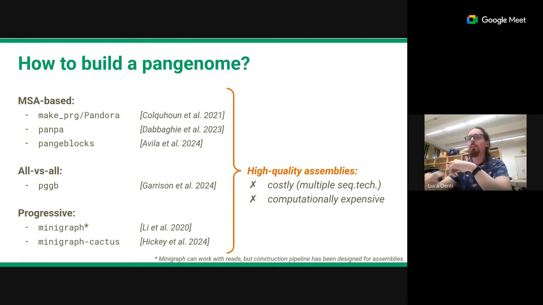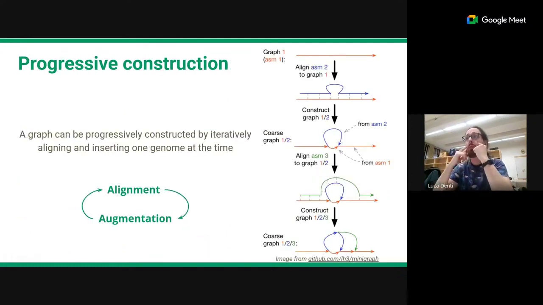And I will focus on the last category, so progressive construction of a pangenome. And this is a picture from the minigraph GitHub repository. These kinds of approaches can be described as follows. A graph can be progressively constructed by iteratively aligning and inserting one genome at a time. So we will cycle between these two steps, the alignment and the augmentation. You start with a single genome, then you align a second genome to it, and then you augment the original genome with new information from the second assembly. And you keep doing this. And in the end, you will have the graph with all your assemblies.